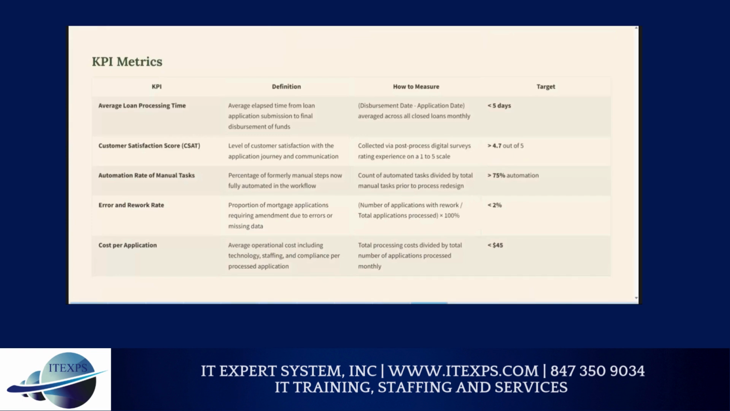First is average loan processing time, which measures the number of days it takes for a mortgage application to go from initial submission to the final approval. The good target processing time is 3 to 5 business days. Customer satisfaction score measures how satisfied customers are with the particular product and their mortgage experience with the bank. Satisfied customers typically range from 4 to 5 on a 5-point scale, whereas 1 point is a very unsatisfied customer.